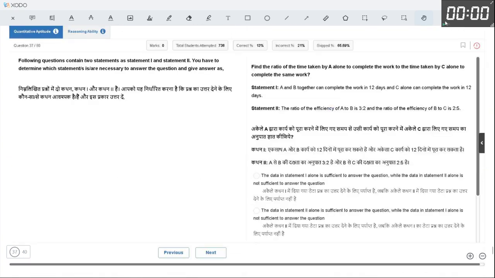Here again, the ratio of time taken by A alone to complete the work to the time taken by C alone, ratio we have to find. Here given A plus B work in 12 days. C completes the work also in 12 days. So how can you take the relation between them? We don't know how much work B is doing. So with the help of this we cannot solve.